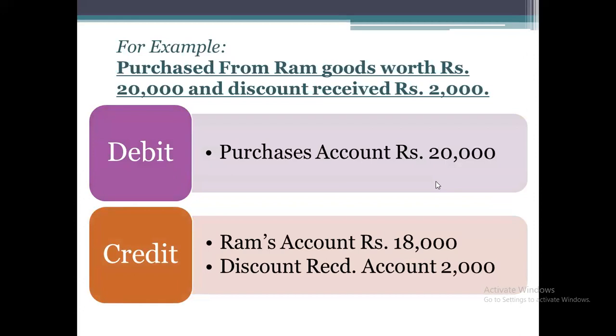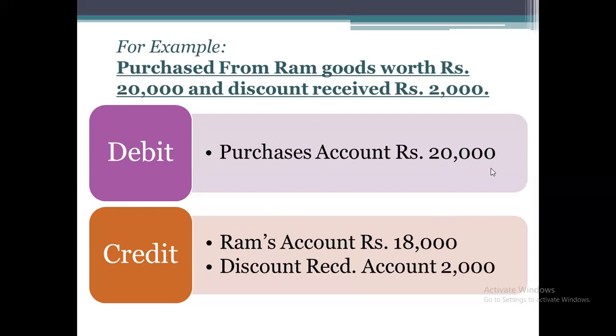We have bought some goods of 20,000 and discount received. So you guys may be confused, like 3 items are there. It can have multiple line items, guys. Don't get confused. But if you look at the amount here, 18,000 plus 2,000 is 20,000.